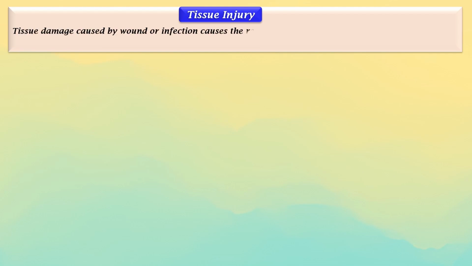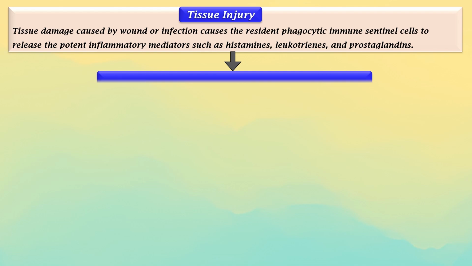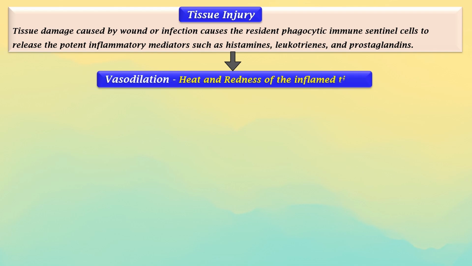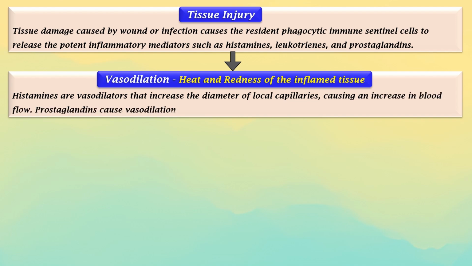Tissue injury. Tissue damage caused by wound or infection releases the bacteria, which causes the resident phagocytic immune sentinel cells to secrete potent inflammatory mediators such as histamines, leukotrienes, and prostaglandins. This leads to vascular events, which comprise vasodilation, characterized by heat and redness of the inflamed tissue. In this step, vasodilators like histamines increase the diameter of the local capillaries, causing an increase in blood flow. Prostaglandins cause vasodilation and are the major source of pain until the tissue is healed.